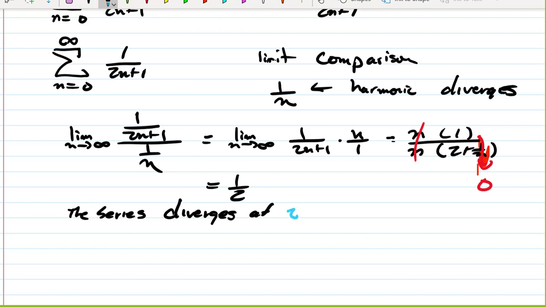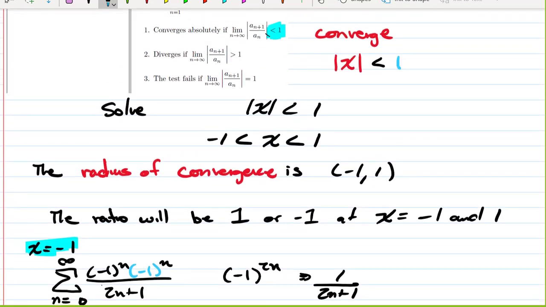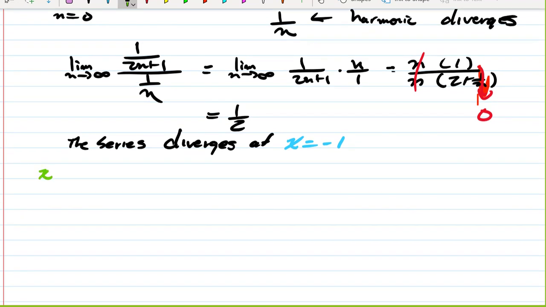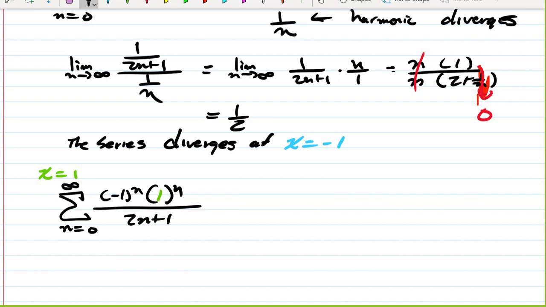at x equals -1. Now we have to check the other endpoint, which was +1. So if we put in x equals +1, we would have the series, the sum as n goes from 0 to infinity of -1 to the n times, we're replacing x with 1, 1 to the n, all over 2n plus 1. Well, 1 to any power is going to be 1, so this just reduces to the sum as n goes from 0 to infinity of -1 to the n over 2n plus 1.